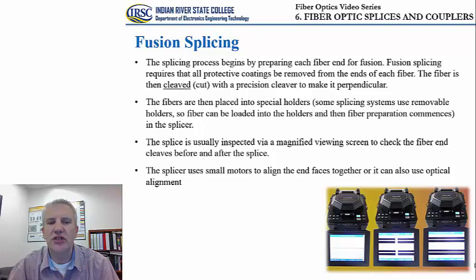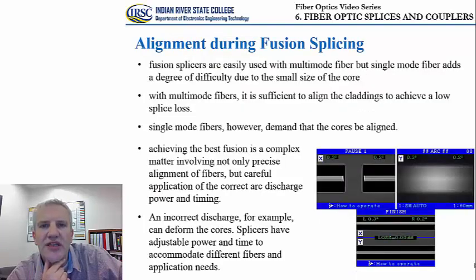It's also important to mention that splicers usually have small motors that are going to be used to align the end faces of the two fibers together before the actual fusion splicing is performed. So this slide goes a little more in detail about the whole process of alignment during the fusion splicing.